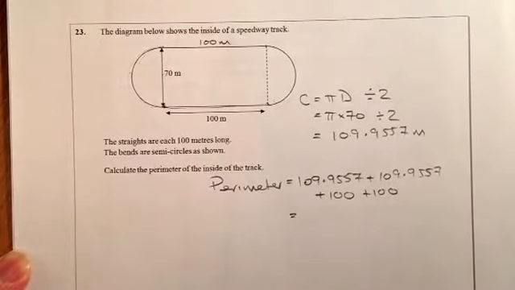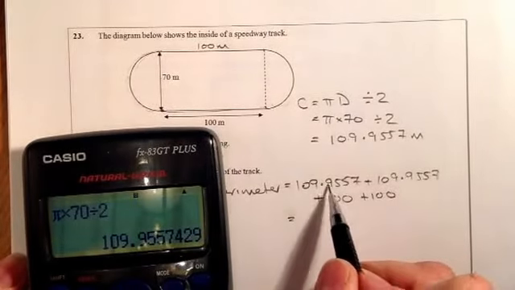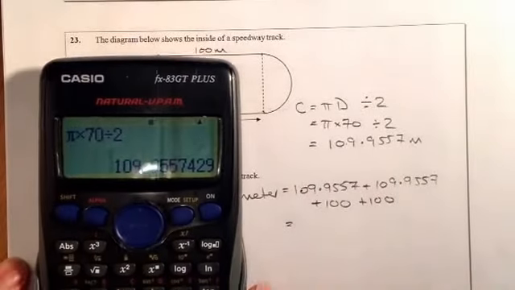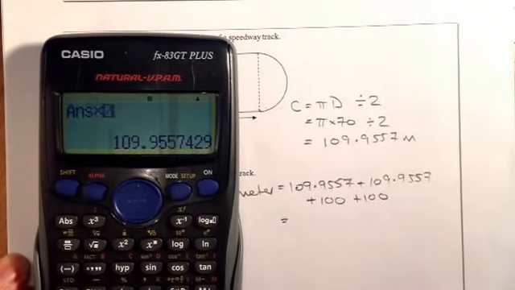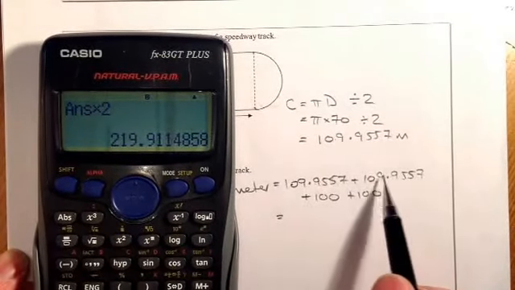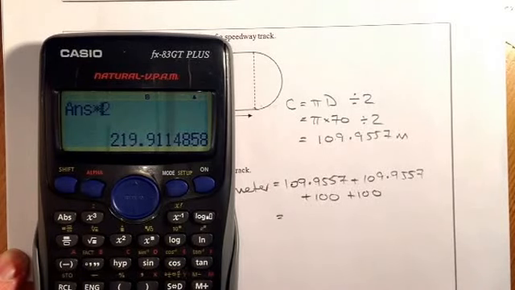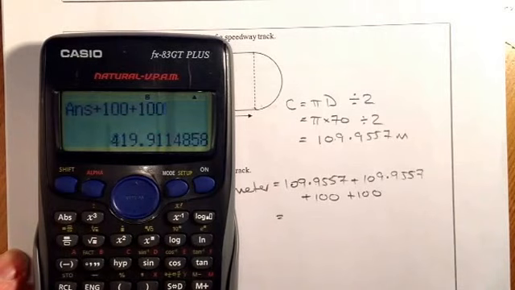So that's a perimeter. So in my calculator, because I'm going to add two of them, I've already got that number in, so I'm going to times that by 2. There we go. So that's that and that added together. I'm going to add on 100 and add on another 100. What that should give me is 419.